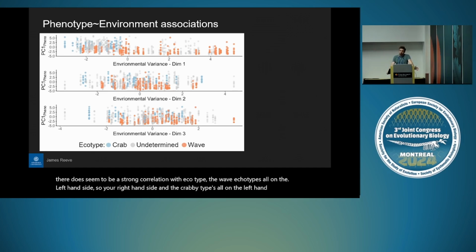And this dimension, when I looked at the factor loadings, seems to be really related to wave exposure and how much wave force there is at the shore. But then the other environmental dimensions don't really have a strong association to these ecotypes.